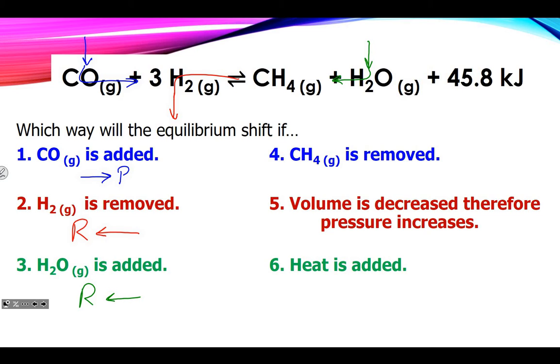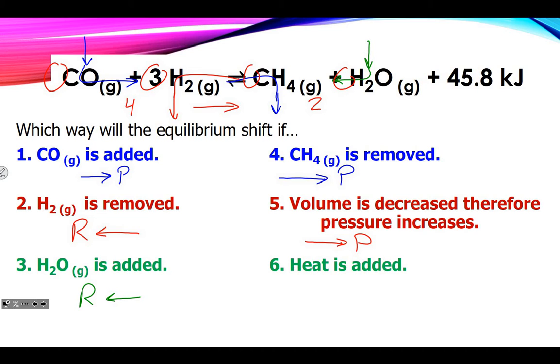CH4 is removed. I've got to come through the equation this way to get to it, so I'm going that way towards my products. Volume is decreased, therefore pressure increases, okay? 1, 3, 4 moles, 1, 1, 2 moles. If pressure is increased, I'm going that way towards my products, to the side that has the least.